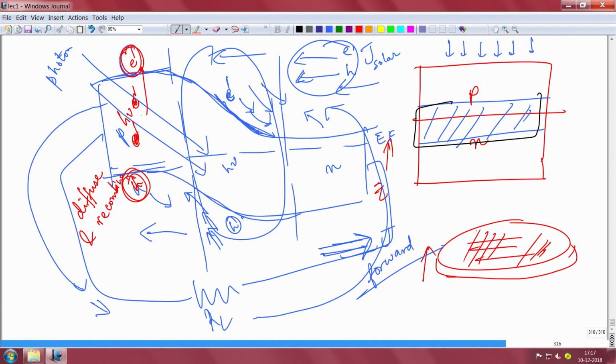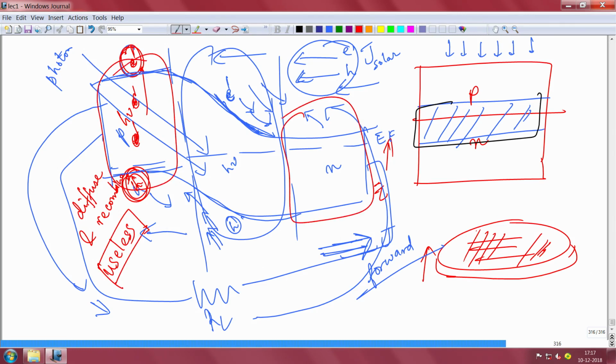So the electron and hole produced in this neutral region are useless because they do not contribute to electricity. The electron and hole will diffuse and recombine within the p type layer, or within the n type layer if the photon is absorbed there. Those are useless photons and useless electrons and holes that do not contribute to electricity, and that will reduce the efficiency of your solar cell. So you want the photons to be predominantly absorbed in the depletion region, because only in the depletion region you have an electric field that can sweep the carriers away.